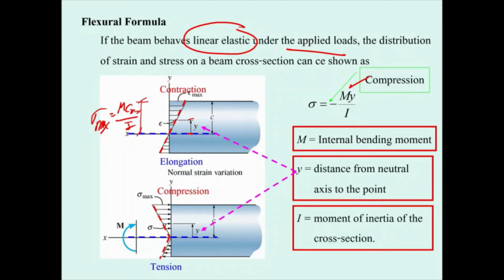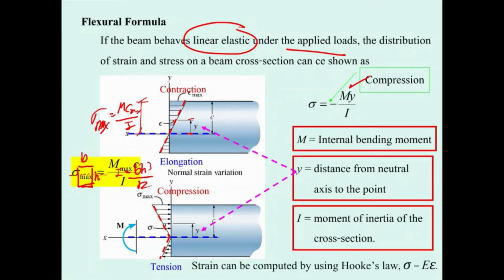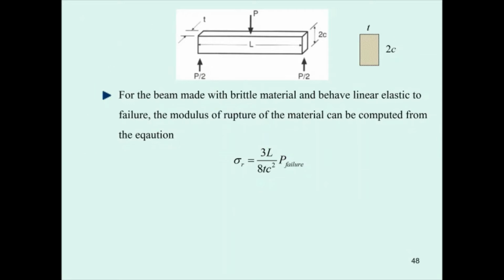And the moment of inertia, you know it, right? If you have a rectangular section like this, with width b and height h, the moment of inertia about this axis, I, is going to be b h cubed over 12. You can compute it easily. And sigma max is going to be defined by that. The strain can be computed by the stress-strain relationship.